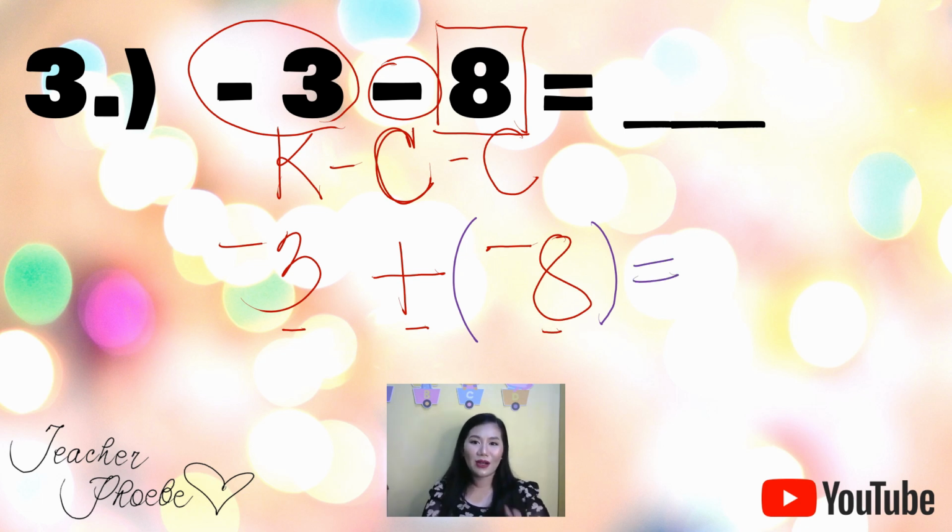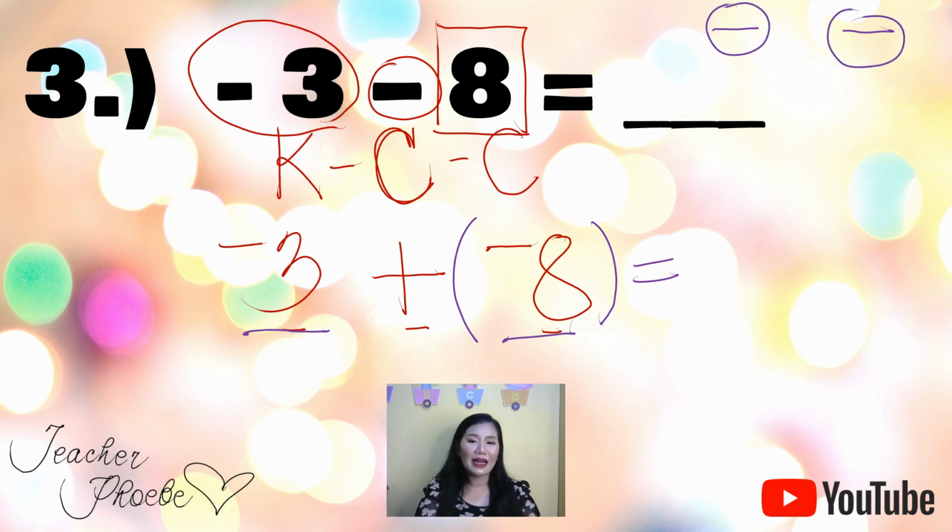Now, recall the rule. Okay? What we are going to do is, first, identify the sign of negative 3 here. Ano ba ang sign niya? Negative. Okay? So, negative siya. Then, ano ba ang sign ng negative 8 dito? Correct. That's also negative. So, nakikita nyo, negative yung nauna, negative yung pangalawa.